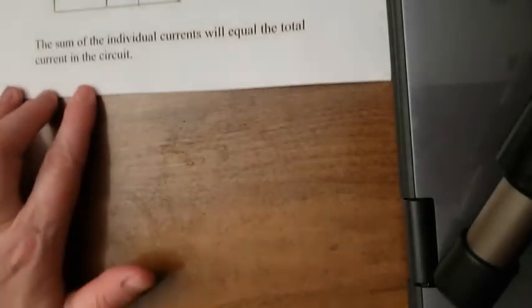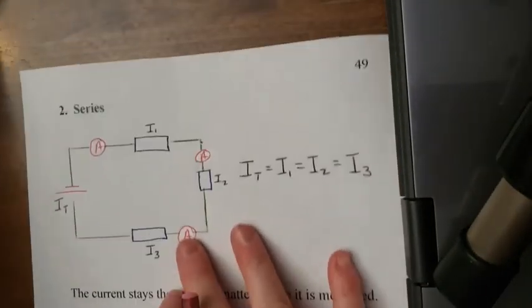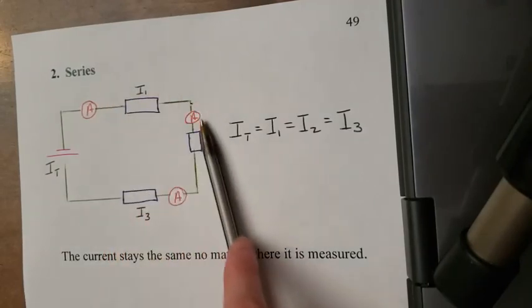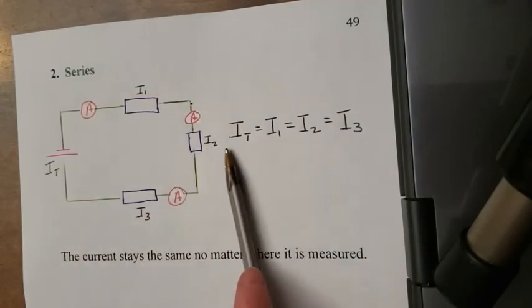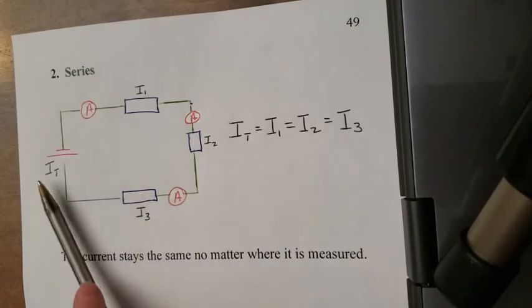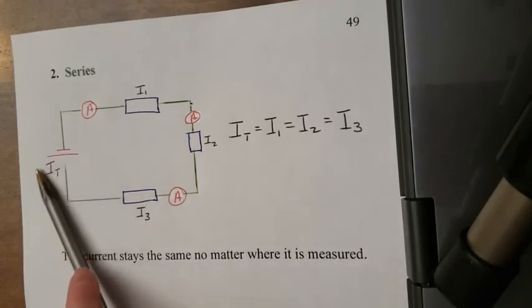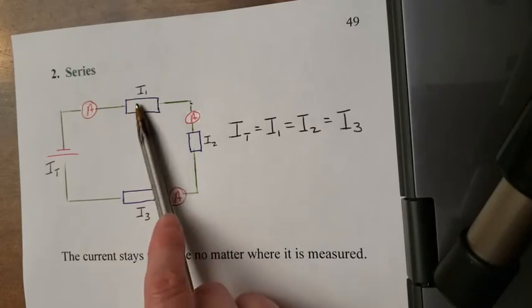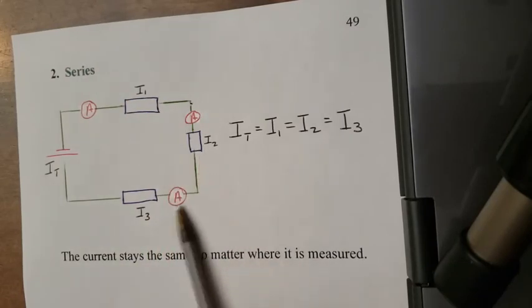Next, we have series circuits. In a series circuit, which is just one continuous loop, the current is the same everywhere in the circuit. So the total current, IT, that comes out of the battery will be the same in the first, in this case I drew a resistor, or the second resistor, or the third resistor.